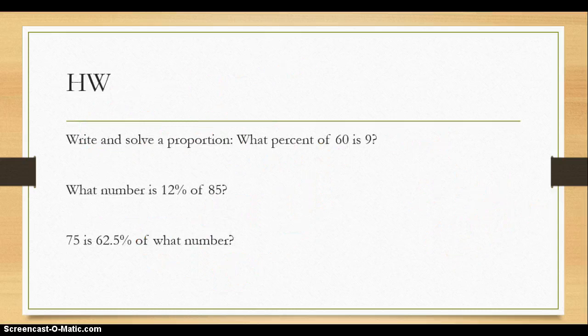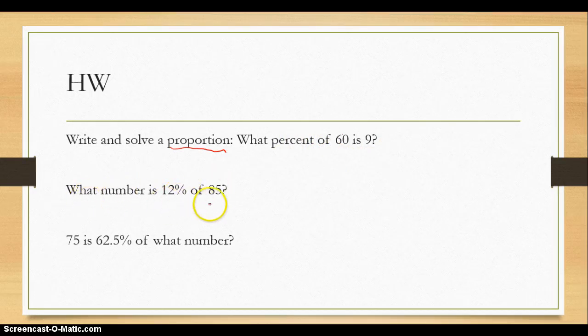So here's your homework. Write and solve a proportion. So we have to write a proportion for this one. What percent of 60 is 9? Think about this. We know 50% of 60 is 30. So think about what 9 would be. What percentage would 9 be? Write a proportion and solve it, but just have an idea in your head so you can solve it.